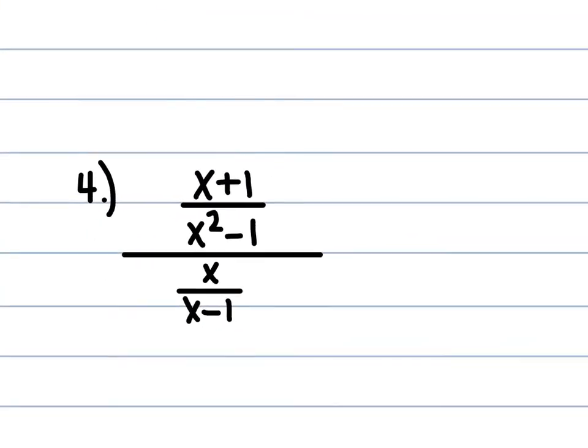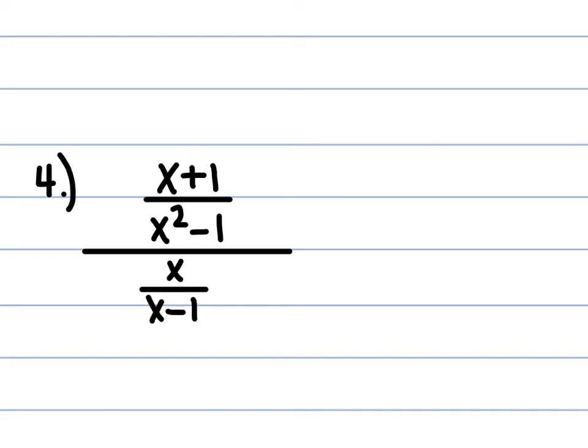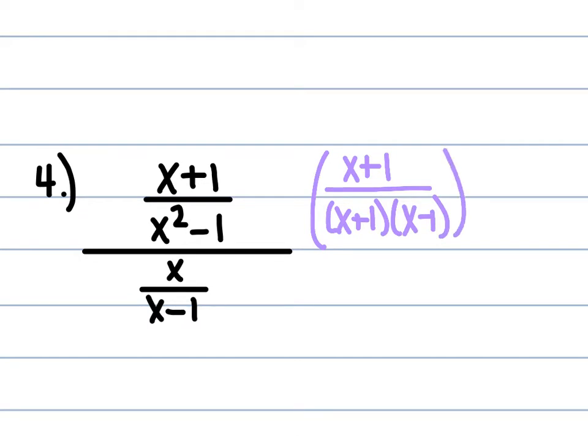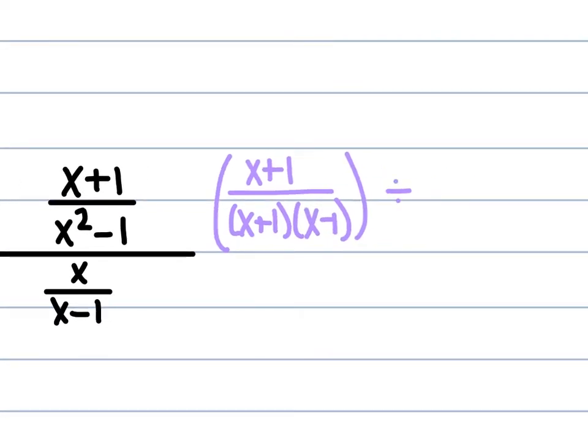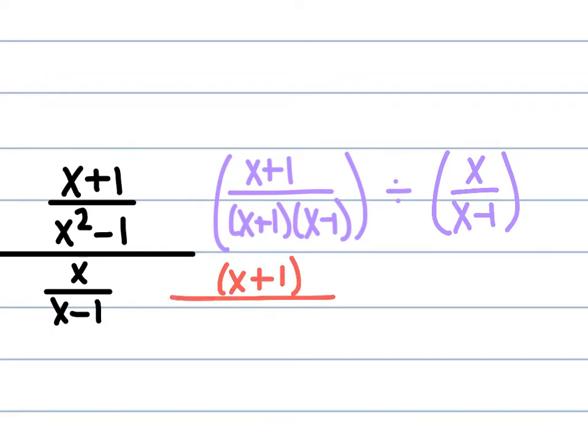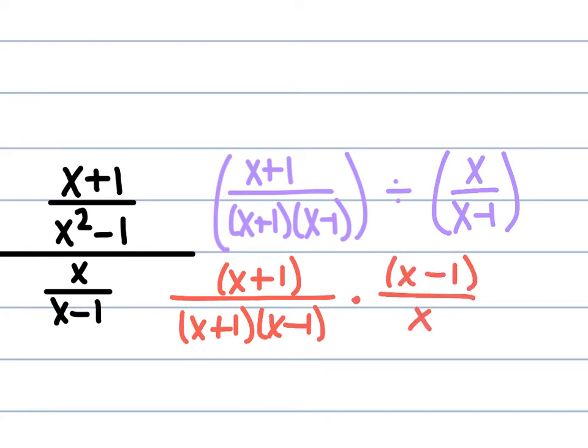For 4, we have x plus 1 over x squared minus 1. If you want to start by factoring this, you can. We're going to keep the x plus 1 on top. On the bottom, we're going to have x plus 1 times x minus 1. And then this is being divided by x over x minus 1. So if you wanted to keep, change, flip from here, we can have x plus 1 over x plus 1 times x minus 1 times x minus 1 over x.